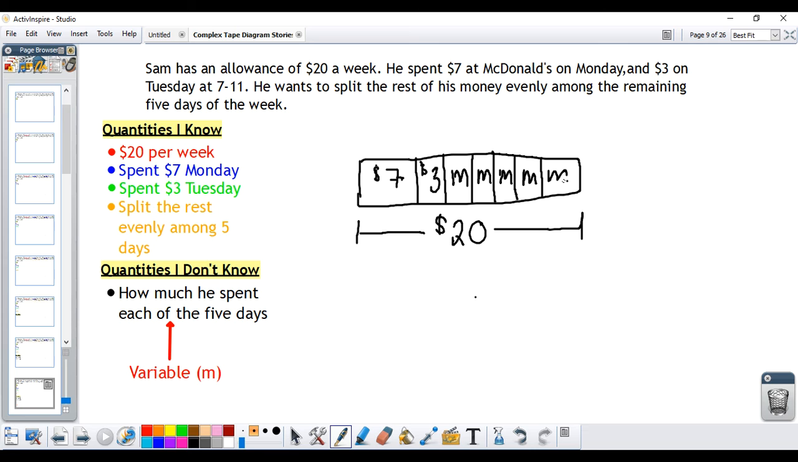So when I look over the quantities I know, I should be able to see them here. I see my $20 right here. I see my $7 is this box, my $3 is this box, and the rest was split evenly among 5 more boxes. Let's try another problem.